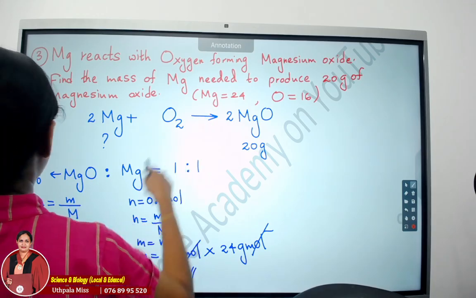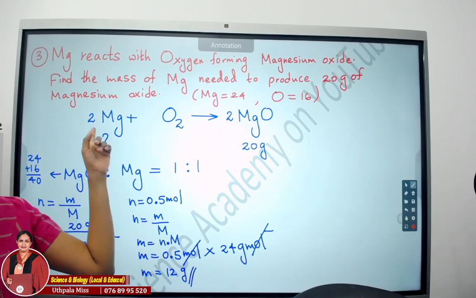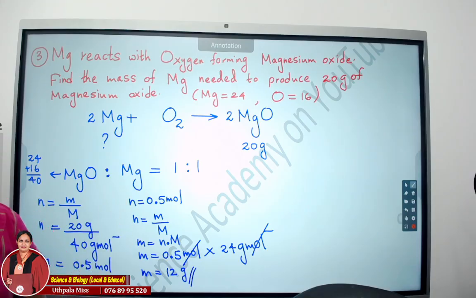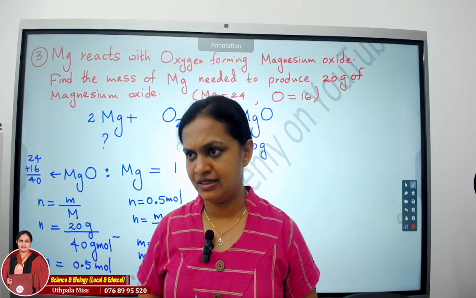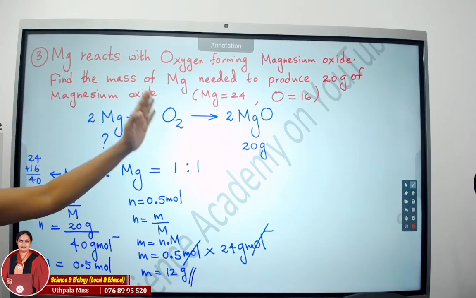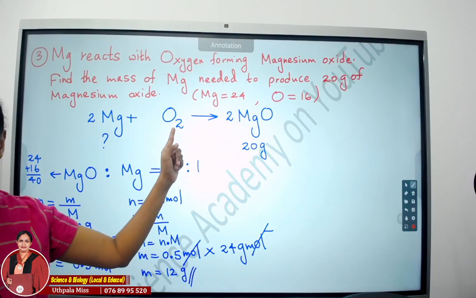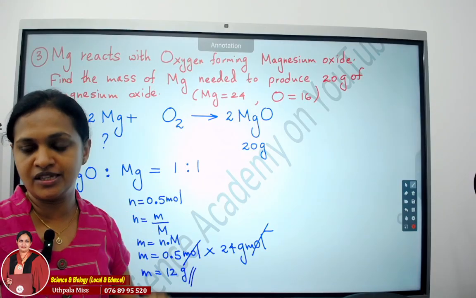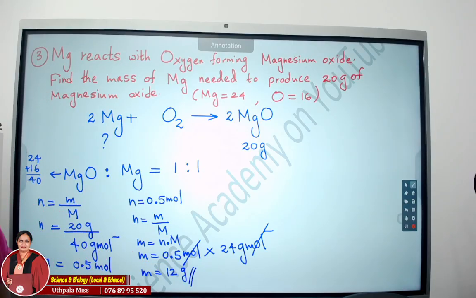Where does the 2 come from in the balanced equation? Yes, this two. Magnesium reacts with oxygen forming magnesium oxide. So this is the equation. Magnesium plus O2. Oxygen exists as O2. It forms magnesium oxide, that is MgO. Right? This should be the equation.